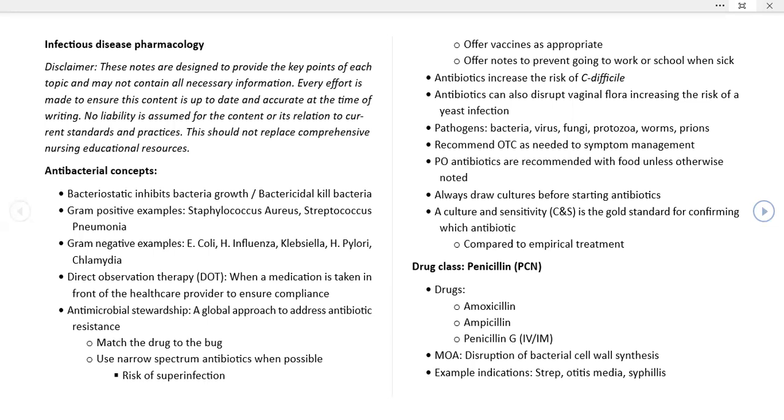Next, let's talk about antimicrobial stewardship. Antimicrobial stewardship is a global approach to address antibiotic resistance. So you may see those two terms used interchangeably, antimicrobial stewardship and antibiotic resistance. What is that? Antibiotic resistance was recognized about 20 or 30 years ago as a global health emergency, and it's where we're using so many antibiotics that many of the pathogens out there, specifically bacterial pathogens, are becoming resistant to many of the antibiotics that we have.